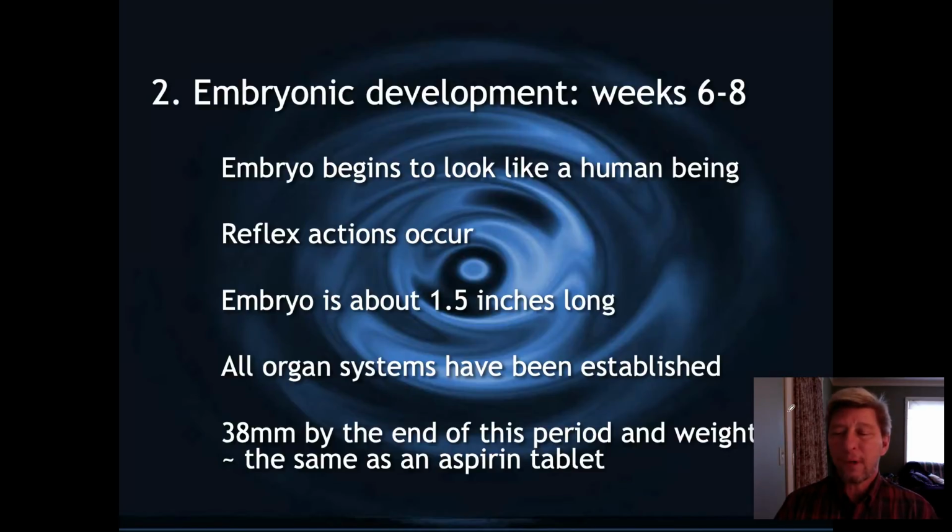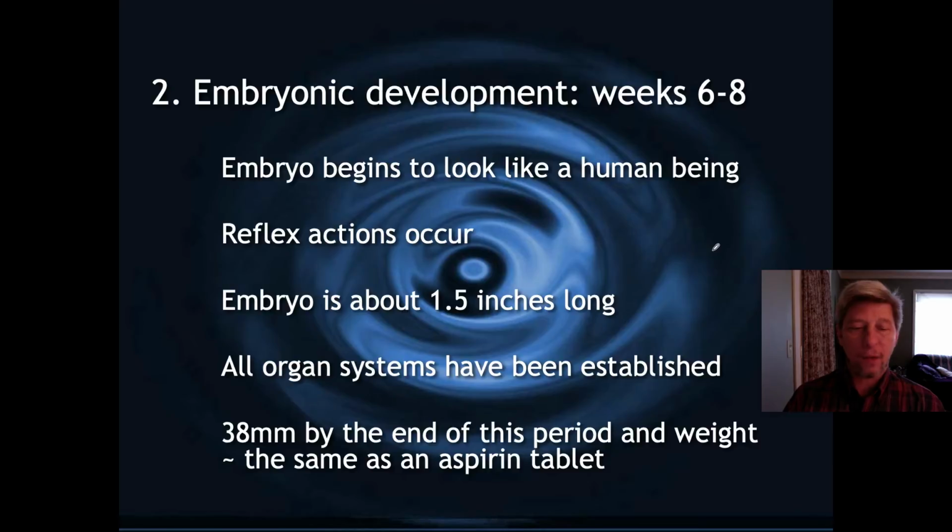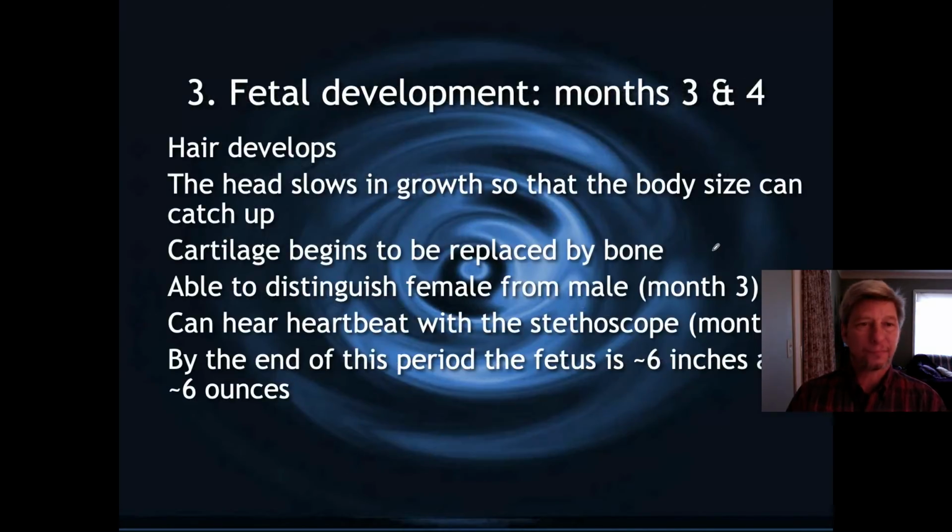At this point, the embryo is about 38 millimeters in length and weighs about the same as an aspirin tablet. So think about that. Hold an aspirin in your hand. That's how much you weigh at the end of 2 months of development.